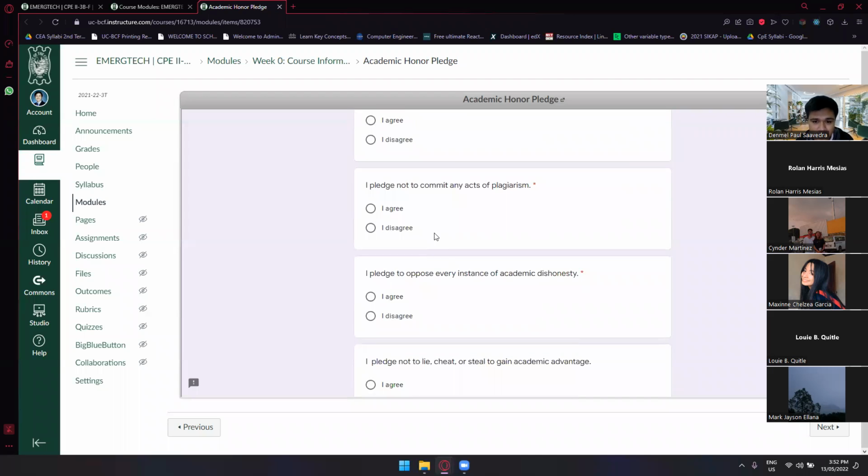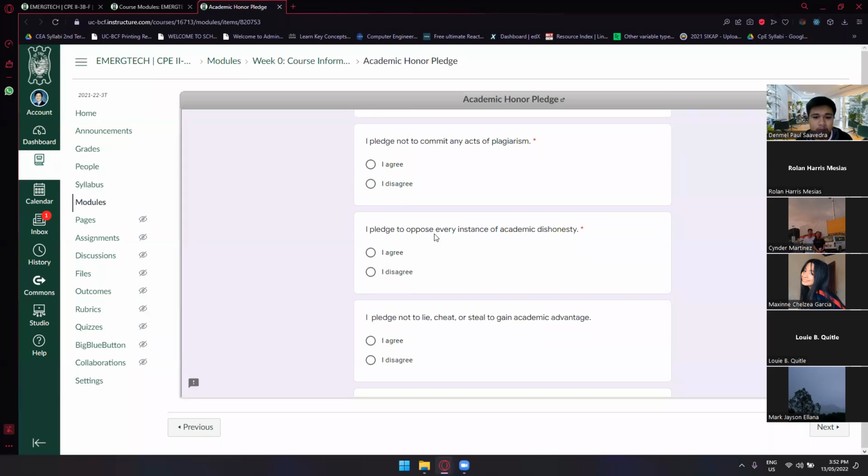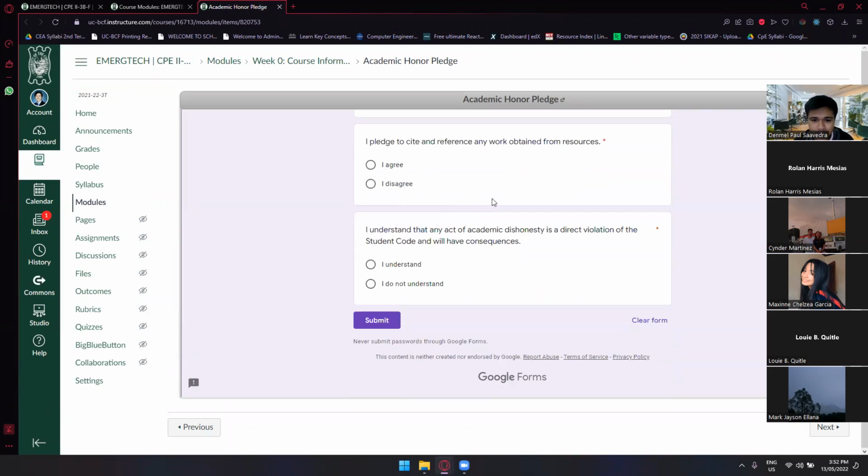Okay, and then you pledge not to commit any acts of plagiarism. You pledge to oppose every instance of academic dishonesty. You pledge not to lie, not to cheat, not to steal. So yeah, everything is pretty much the same. So just agree on everything, saying that you're being honest with whatever you're going to do under the subject, and then just hit understand and then submit.